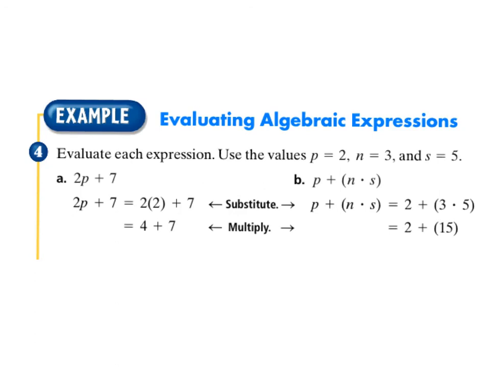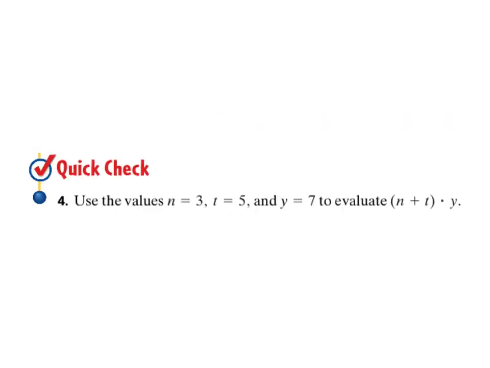And we're just going to do the math and multiply. So 2 times 2 is 4. That gets me 4 plus 7. And then 3 times 5 is 15. So that gets me 2 plus 15. And then I'm going to add those pieces together. 4 plus 7 is 11. 2 plus 15 is 17. Pause the video and do this quick check in your notebook. Be sure to write down the original equation and show your evaluation.